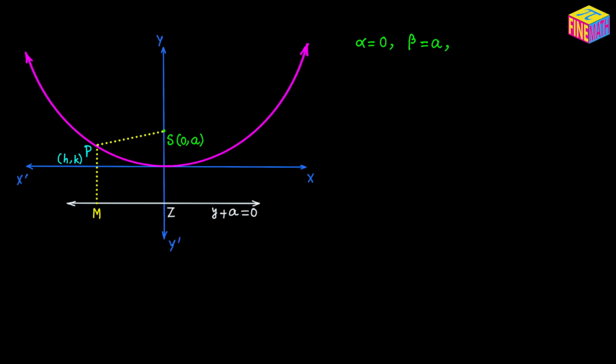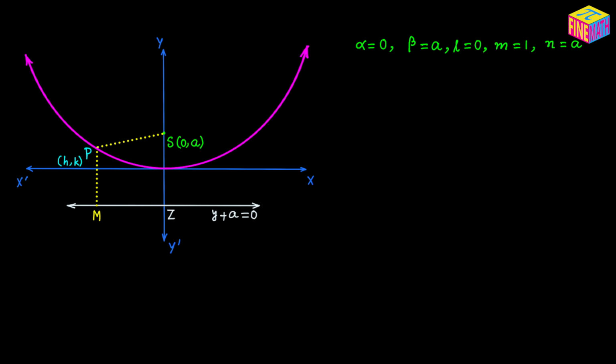And then let's also note down the values of L, M and N from the equation of the directrix. Their values would be like this. Here we do not have an x term, so L is equal to 0. We have a y term, so M is equal to positive 1, and the constant term is also positive a, so N is equal to a.